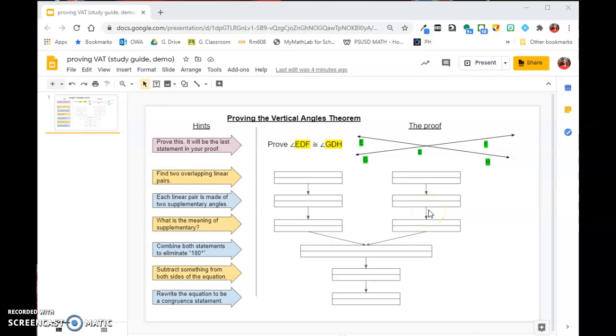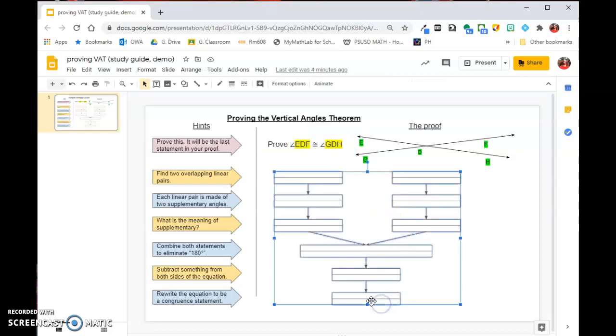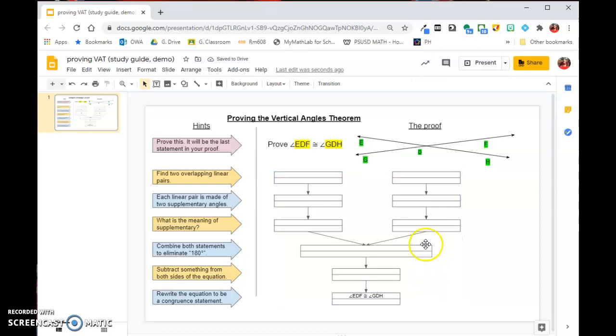Okay, here we go. First of all, let's prove that that angle equals that angle. Sorry, that angle is congruent to that angle. And you know what I'm going to do? I know that has to be the last statement. I'm going to copy that and paste that down here. And for the last statement, I'm using Control-Shift-V so I don't retain any of that formatting.